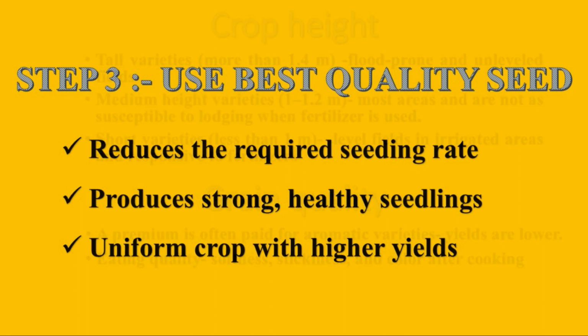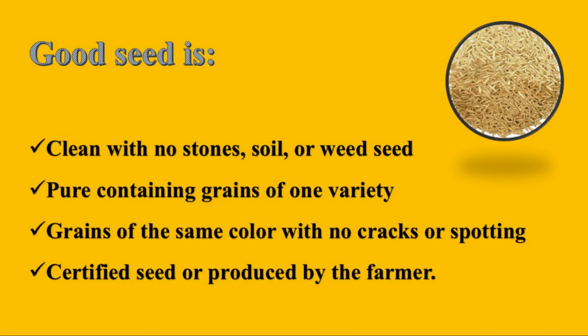Step number 3, use best quality seed. High quality seed reduces the required seeding rate and produces strong healthy seedlings, resulting in a more uniform crop with higher yields. Good seeds are clean with no stones, soil or weed seeds, pure containing grains of one variety, and healthy having full big grains of the same color with no cracks or spotting.